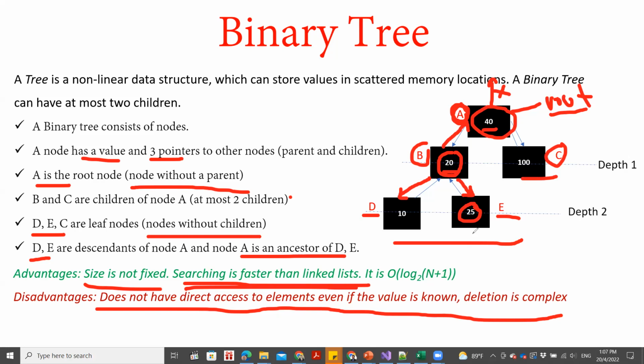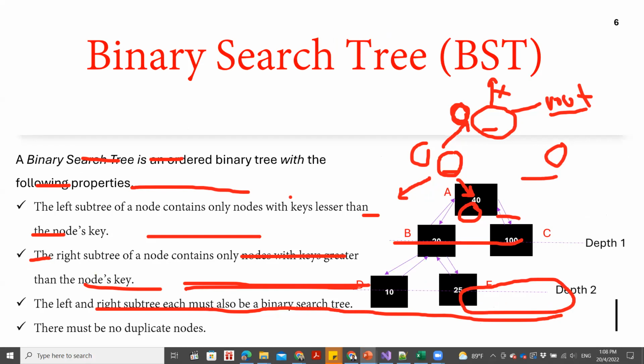Okay. And one of the main disadvantages, this deletion operation is quite complex. So you will learn why is that later. So these are the advantages and disadvantages. Okay. Now we go to a special kind of tree called a binary search tree.